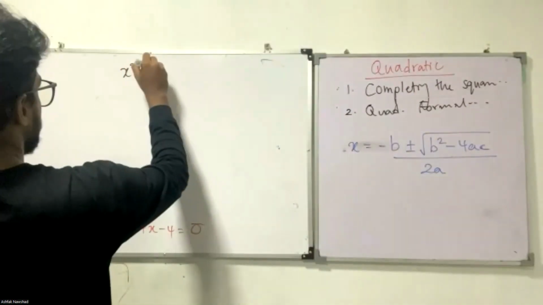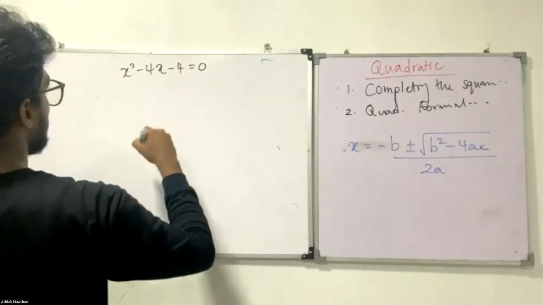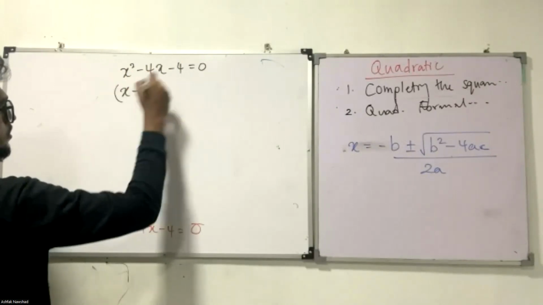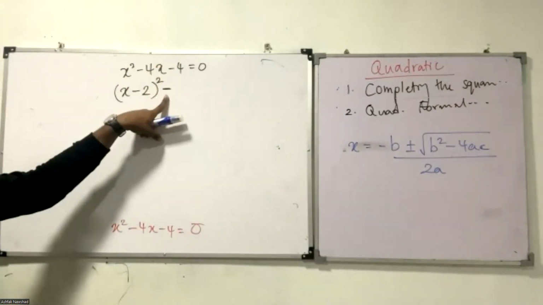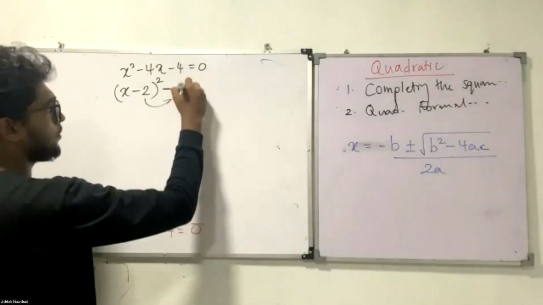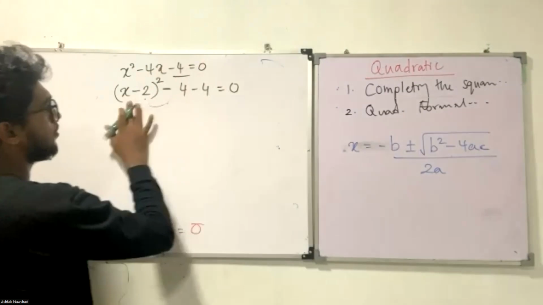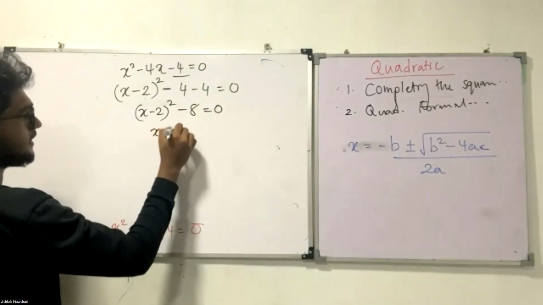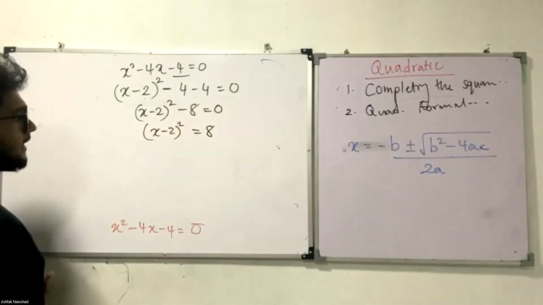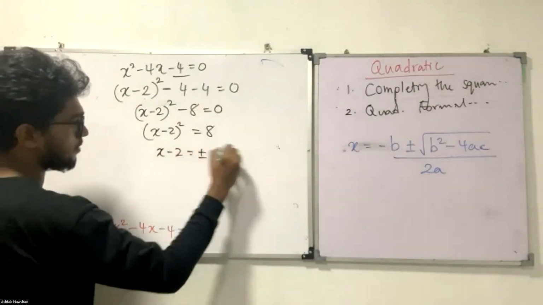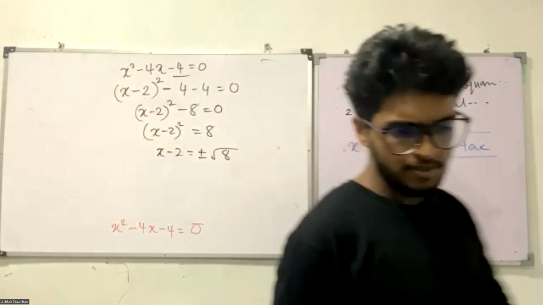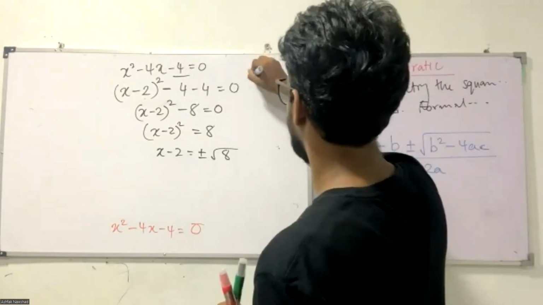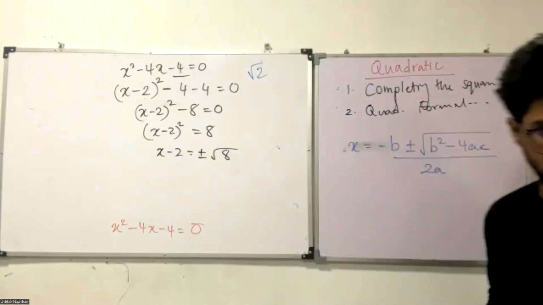x square minus 4x minus 4 is equal to 0. Completing the square: x minus half of this is 2, square, minus, it's always minus, the square of 2, which is 4, minus the remaining 4. So x minus 2 square minus 8 is 0. x minus 2 square is 8, and x minus 2 is plus or minus root 8. So we didn't get root 2. So, are we wrong?